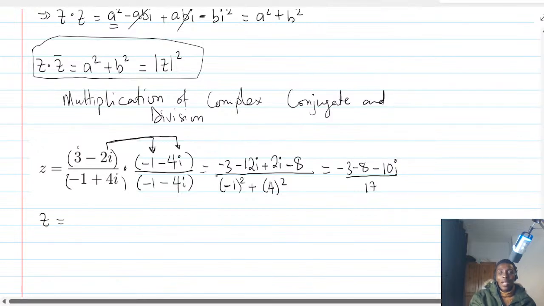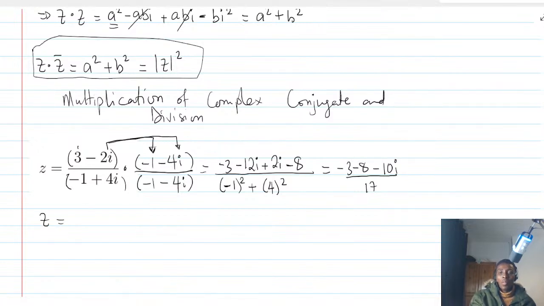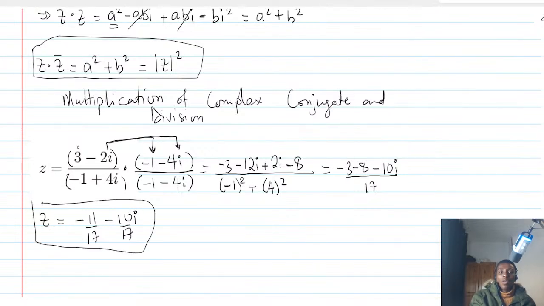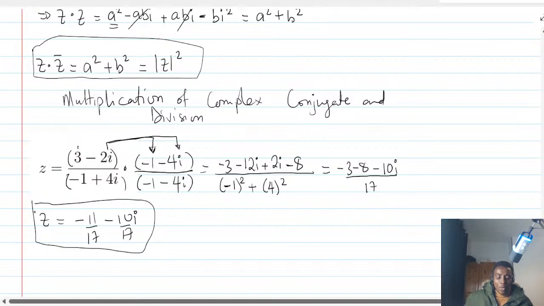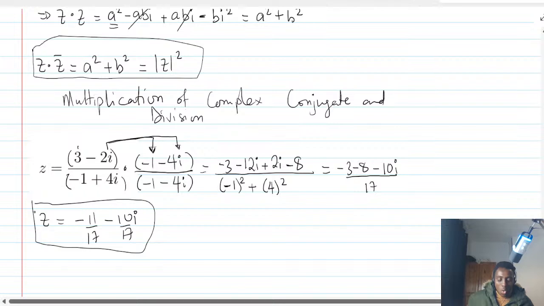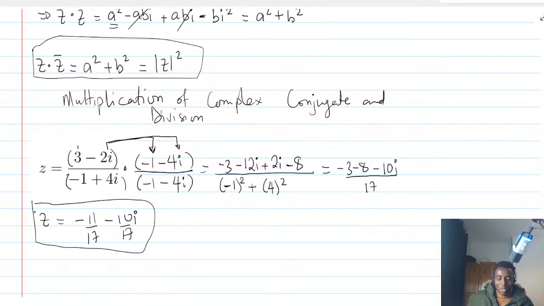So our complex number now can be expressed as what? So minus 11 over 17 minus 10 over 17i. So why are we doing all this when the calculator can do this straightforward for you? Sometimes you may be given this in terms of variables. And so if you don't know how to do some of these things, you will not be able to actually solve it. All right.